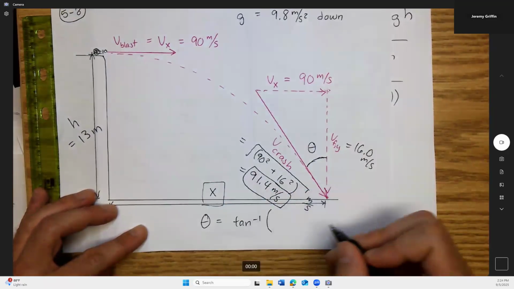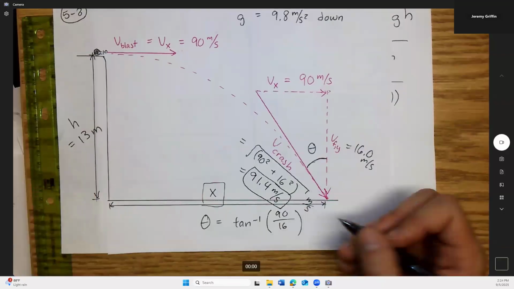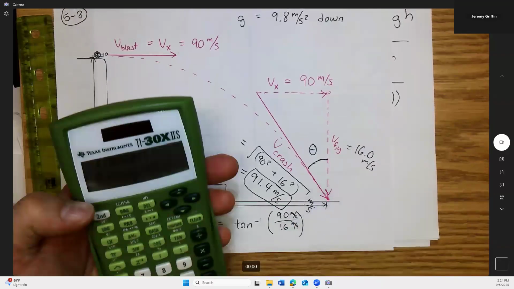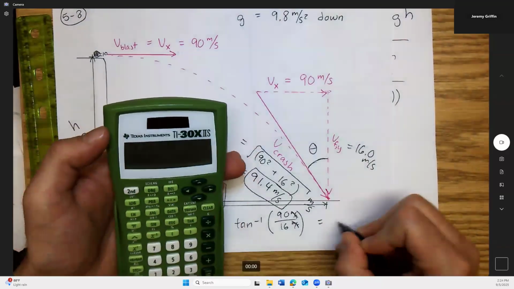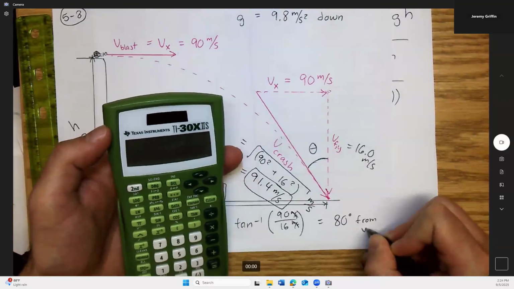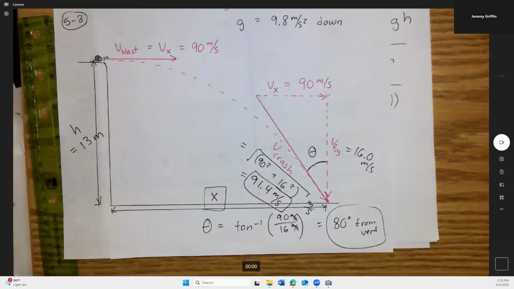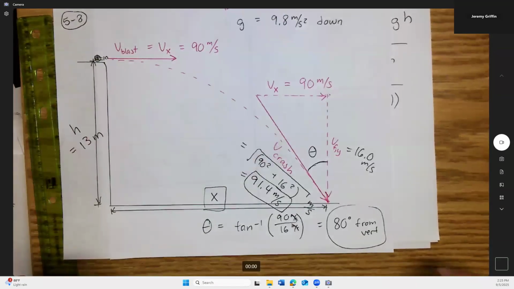Inverse tan of 90 over 16. Could you do that? Yeah. Okay. The meters per second cancel. Inverse tan, 90 over 16. I'll say that's 80 degrees from the vertical. There you go. So actually my picture's not really to scale. It's actually skewed and pretty horizontal-ish.